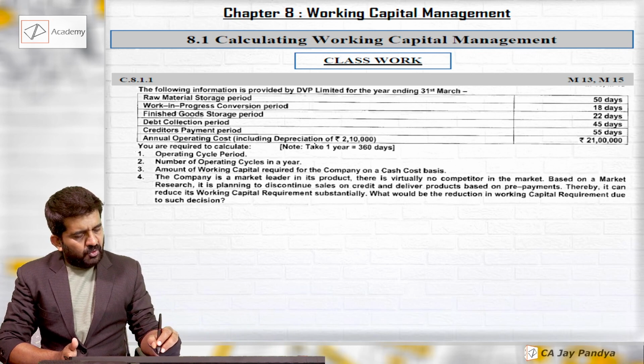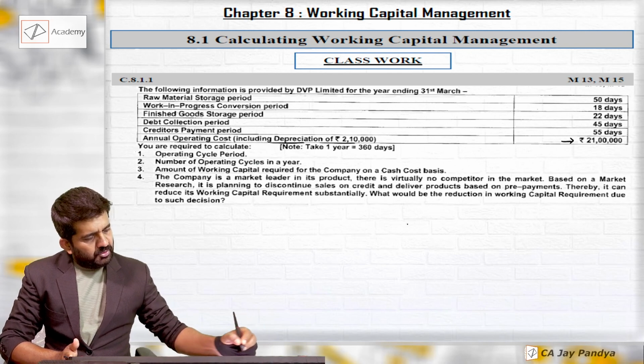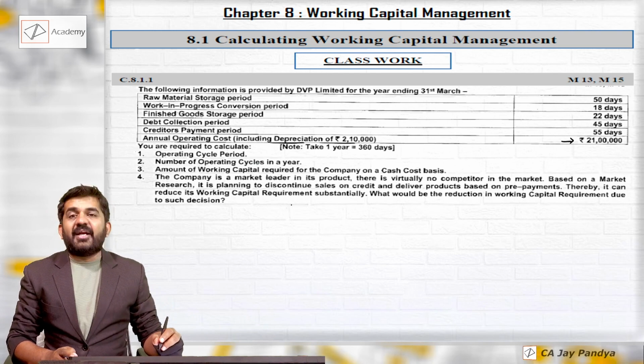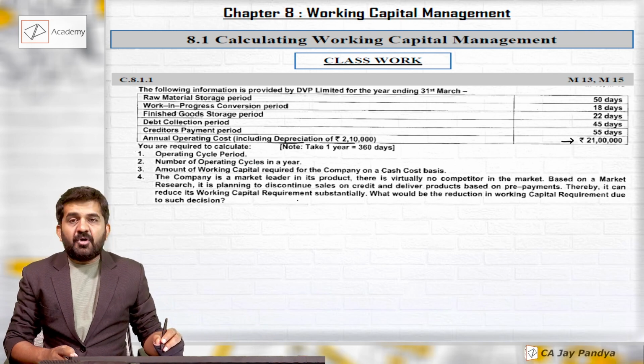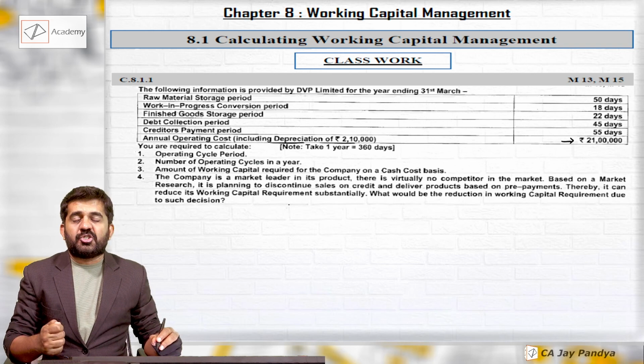Annual operating cost including depreciation of rupees 2,10,000 is 21 lakhs. You are required to calculate operating cycle period, number of operating cycles in a year, amount of working capital required for a company on cash cost basis.